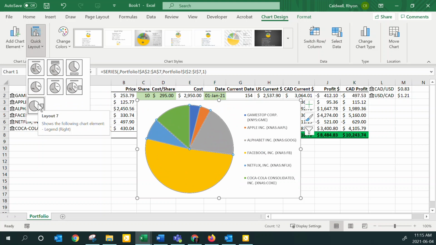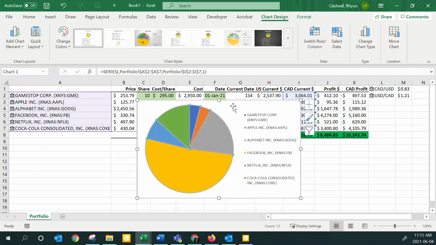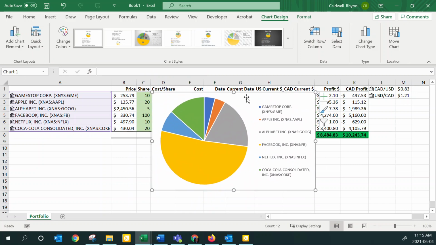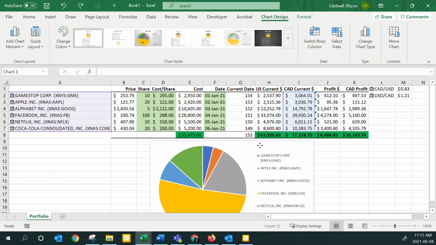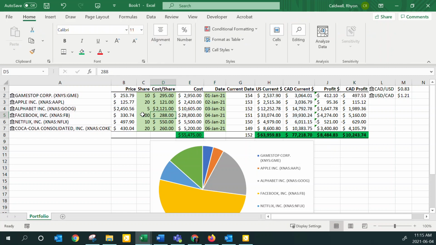So let's just try it. Let's click on layout 7, and sure enough, it changed it to this right here. And right away, if you look at this, it looks like Facebook has got this massive amount of profit right here. Let me just move this over. And I'm just wondering why, because it's 4,000 and it looks like the cost, I think, what was the original?